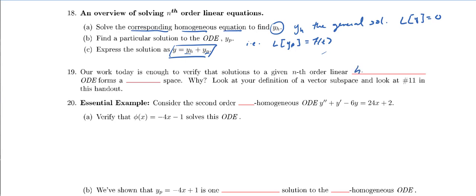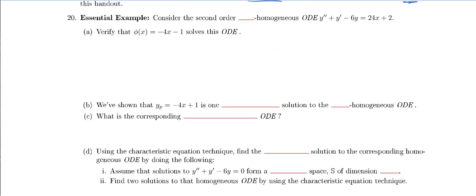By the way, our work today, we should say, is enough to verify that solutions to a given nth order linear homogeneous ODE form a vector space. I want you to confirm that by reviewing your definition of what we mean by a vector subspace, and then look at statement number 11 in this handout. So we'll do one critical example now in the next video where we put all this together a little bit more concretely.